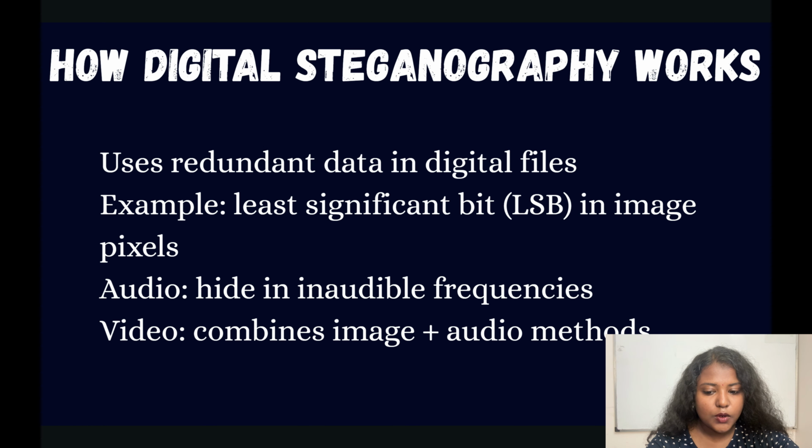Let's understand the digital version. Most digital files like images, audio, or video have lots of redundant data. Steganography modifies tiny parts of this data to store hidden information. For example, in images, we can alter the least significant bits of pixel values. To the human eye, the image looks identical, but those tiny changes store secret data. Similarly, in audio files, we can hide data in inaudible frequencies. The goal is to hide information without changing the file in a noticeable way.